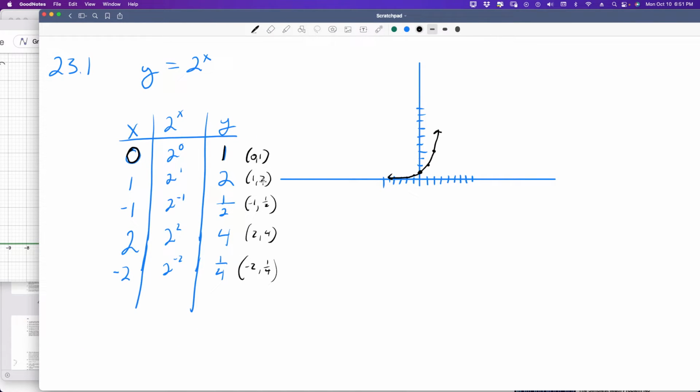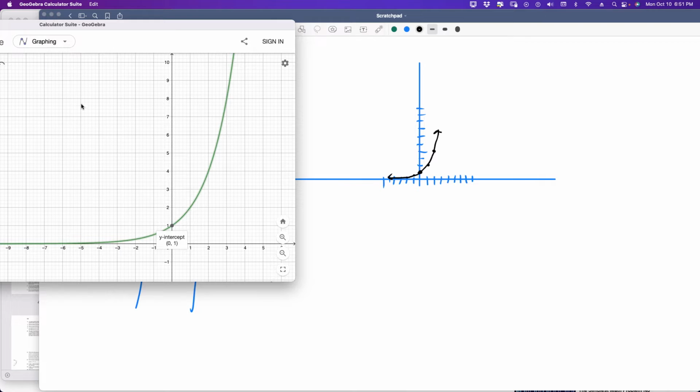We have 1, 2, and we have 2, 4. So let's see, here's 2, 4. So that's another point that was called out. So you can see that they're there. What we graphed is there.